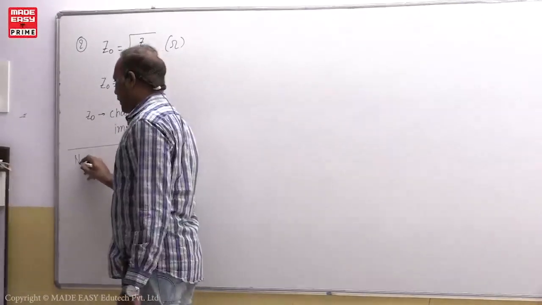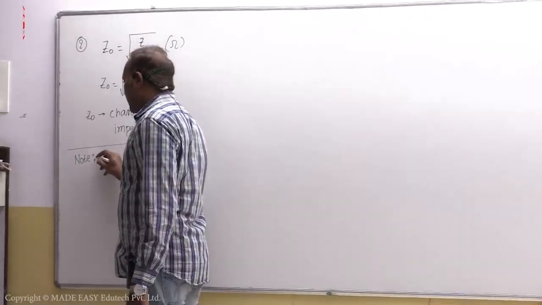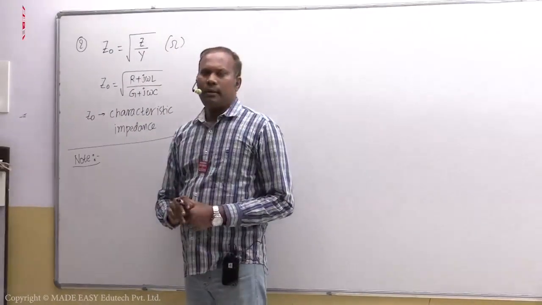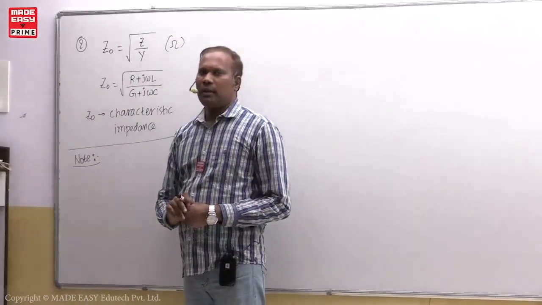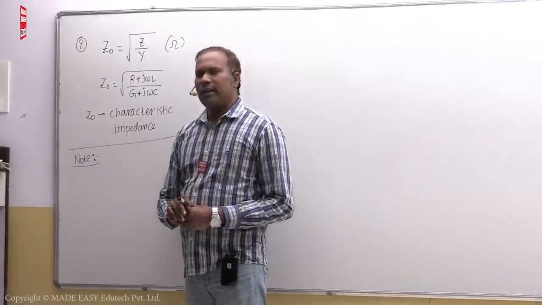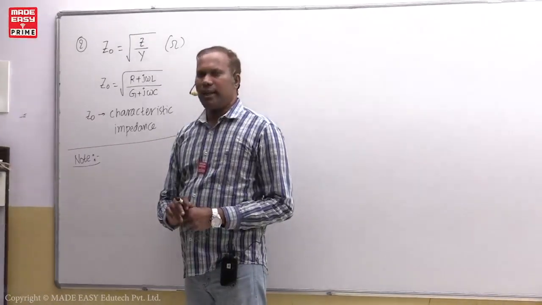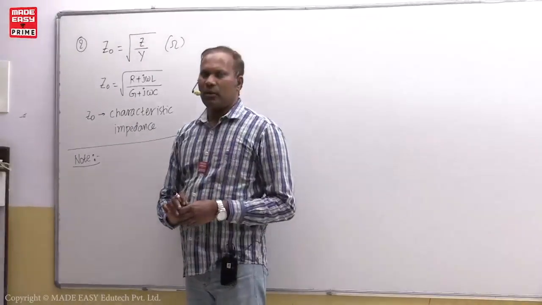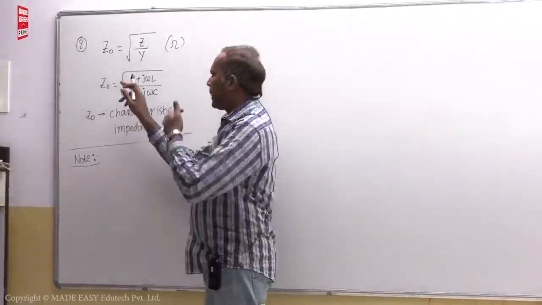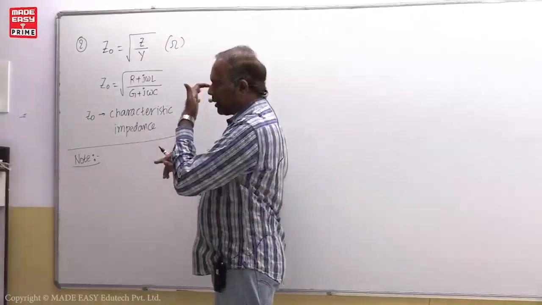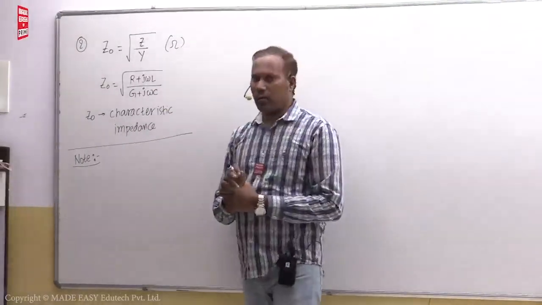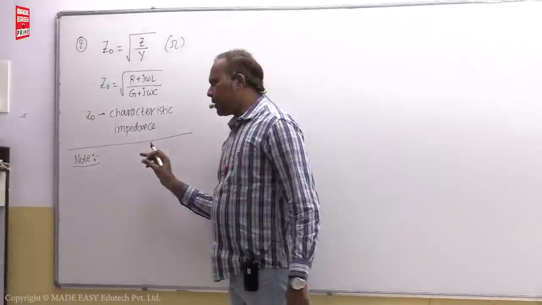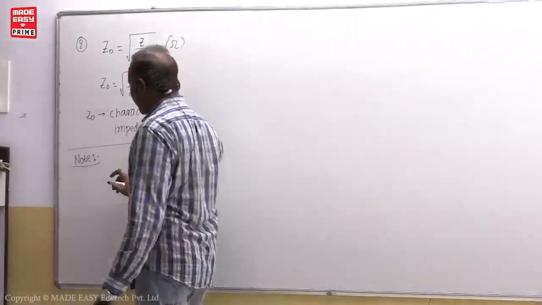Okay, now next note I am writing. Till now, students, you have remembered the voltage equation: del square Vs by del Z square is equal to gamma square Vs. Current equation is also similar. Then gamma is equal to root of ZY and characteristic impedance is equal to root of Z divided by Y. Now let us write some more points. Note first point.